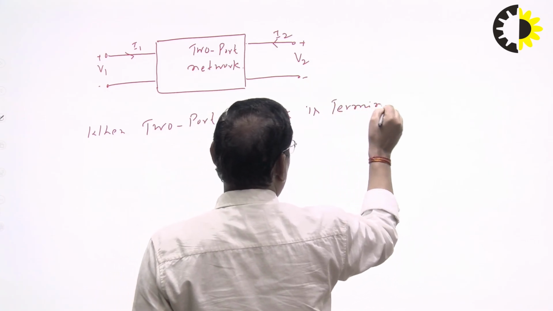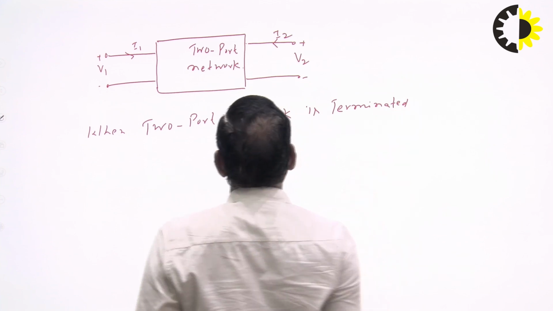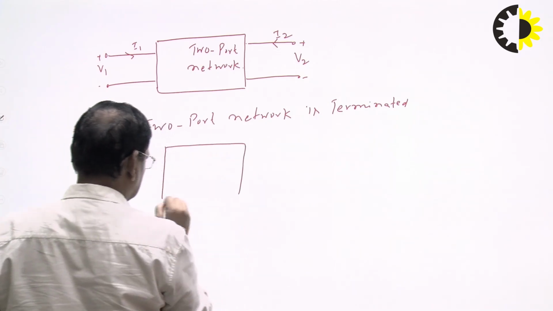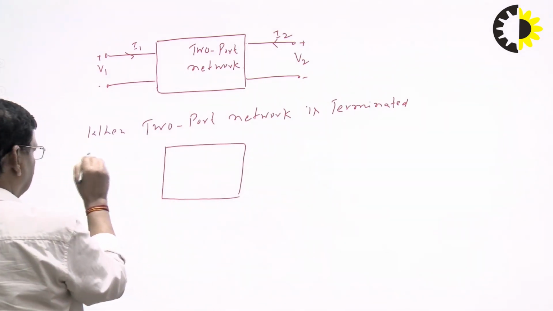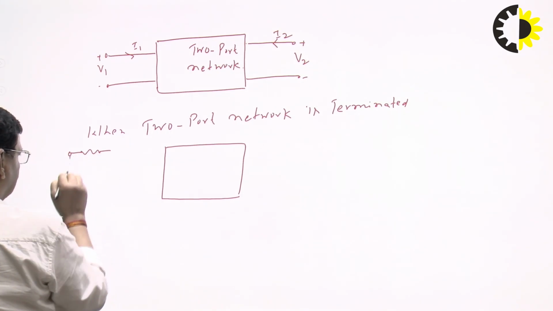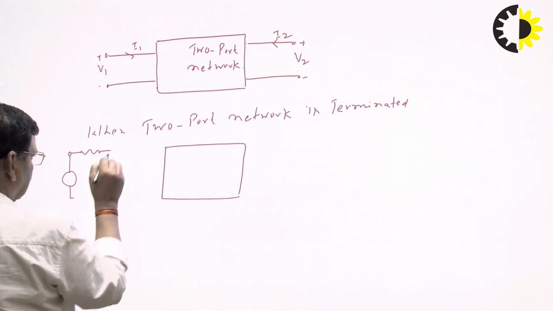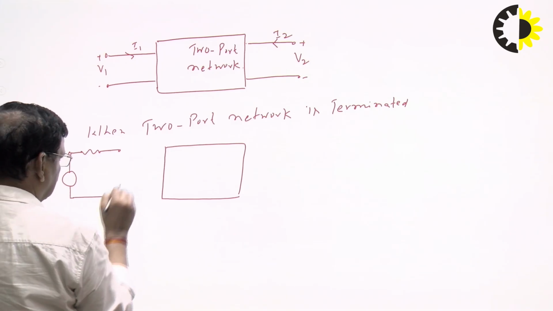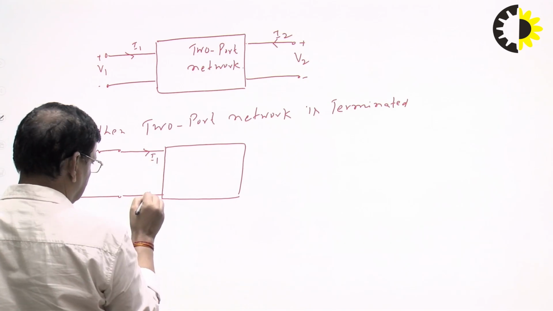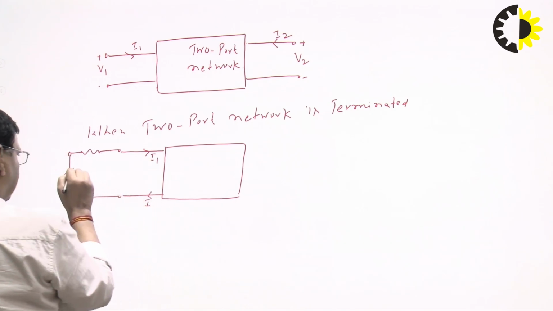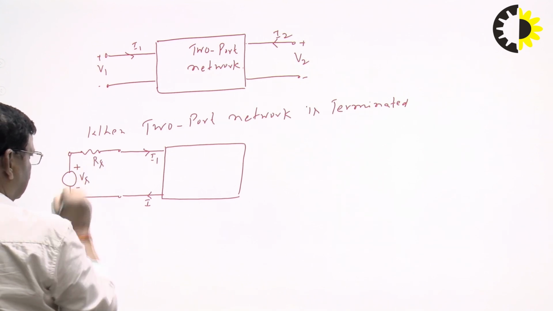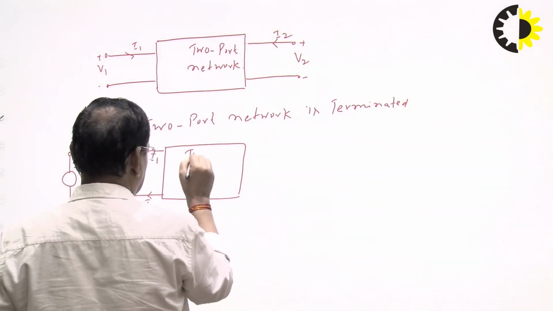Okay. So what does it mean? It means suppose this is your network, and this is your input port. So the input port, suppose, has some voltage source. This is your I1, and this is the supply voltage source with some series resistance Rs. This is your two-port network.